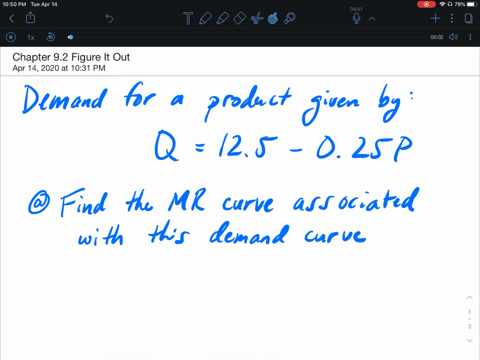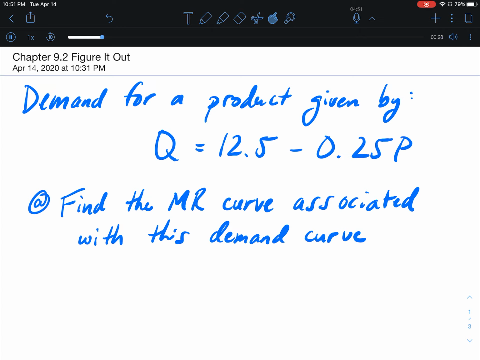Okay, so this is the first figure it out problem for chapter 9. I'm trying it a little bit differently this time. I think that the lag on the writing, how I was doing it for the first couple chapters, was pretty distracting. So hopefully this ends up a little bit smoother than what I was doing before.